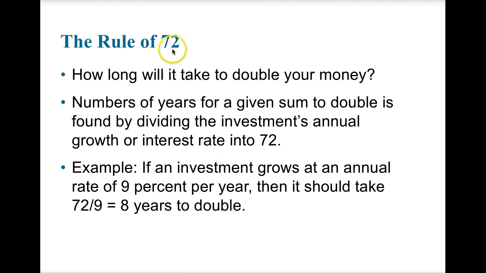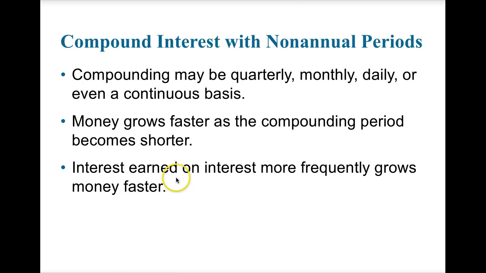Now, the rule of 72 is pretty important. How long for your money to double? If you want to know how long it takes your money to double, you divide 72 by the annual interest rate. And you want whole numbers, don't keep them decimal. So if you had a 9% return, you divide 72 by 9 and your money should double in 8 years.